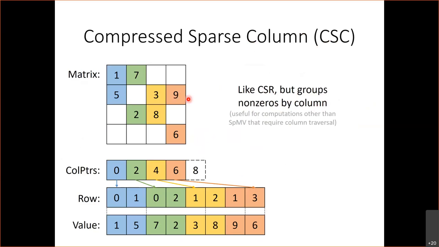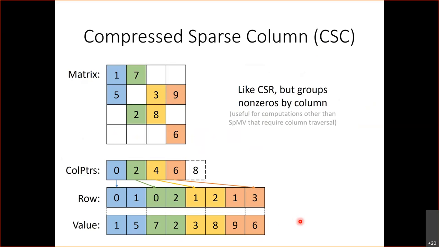SpMV doesn't require this, but if I have some other computation that requires me to loop through the columns of a matrix, CSC would put the non-zeros of the first column next to each other, followed by the non-zeros of the second column next to each other, followed by the non-zeros of the third column, etc. So CSC would have similar advantages and disadvantages to CSR, except for accessibility. CSC makes it easy to access the non-zeros of a column given a column index, whereas CSR makes it easy to access the non-zeros of a row given a row index.